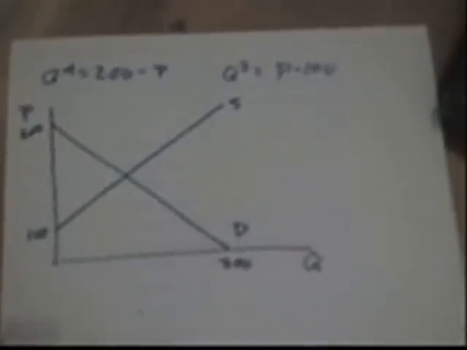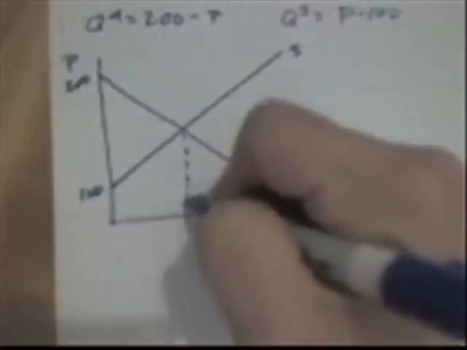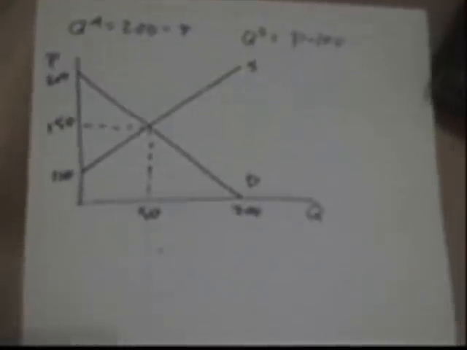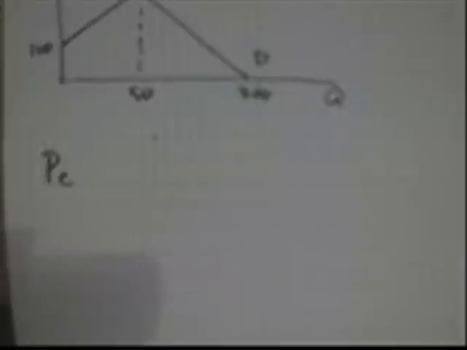So then you want to solve for equilibrium. Solving for equilibrium with unrestricted markets is going to yield a quantity of 50 and a price of 150. Now we can start thinking about price ceilings and price floors. So let's start off thinking about a price ceiling. Remember, the price ceiling is a maximum price. You can't charge anything more than that.